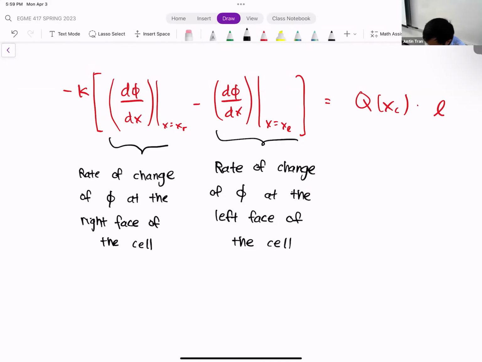Okay. And so our next step in the finite volume method is to take these, I call them phase quantities. This is not going to be the only time we get these. And so we want to take these phase quantities and basically evaluate them in terms of the cell-centered values.